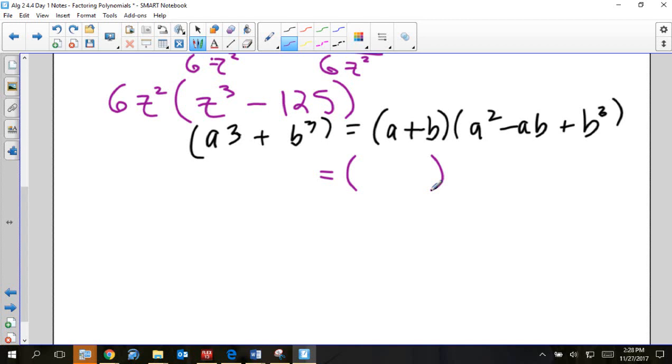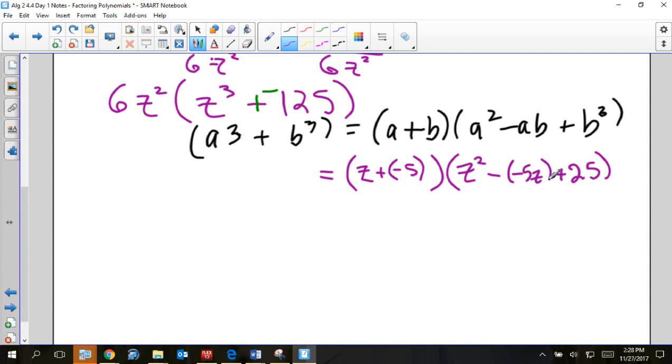Let's look. Z plus. Here I have a negative 125. So that's the same thing as plus a minus 125. So what is b? What to the third power is negative 125? Negative 5. So my second parenthesis, I'm going to square the a, so I'm going to square z, z squared. I'm going to square the thing that comes last, 25. And then I have to multiply these together and put them with subtraction. So I'll get negative 5z.